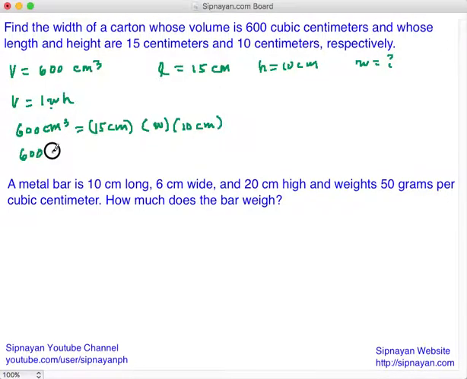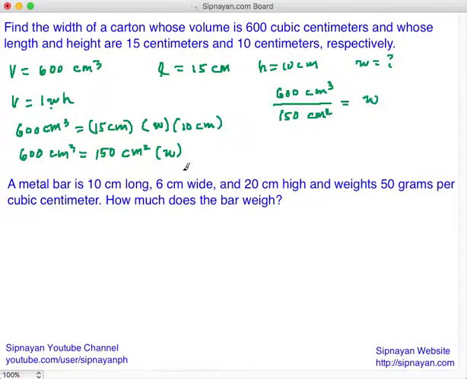So, 600 cubic centimeters equals 15 centimeters times 10 centimeters, which is 150 square centimeters. It has a square because it's centimeters times centimeters, right? It's an area actually. Times width. And to get the width, we have to divide both sides by 150, so that only the width is left. So, 600 divided by 150 square centimeters equals the width, because when we divide by 150 here, it cancels, and only the width remains. So, 600 divided by 150, we have 4 centimeters. That is our width.